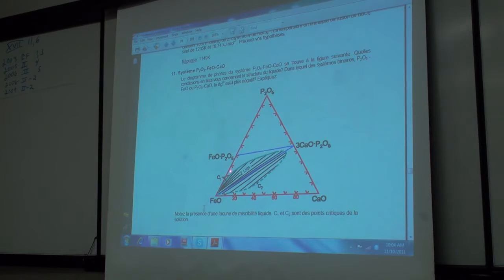Okay, so why is there a miscibility gap? The miscibility gap is entirely within the ternary system. It does not abut the binary systems. It comes around like this, and it's centered along here. How would you explain that in words?